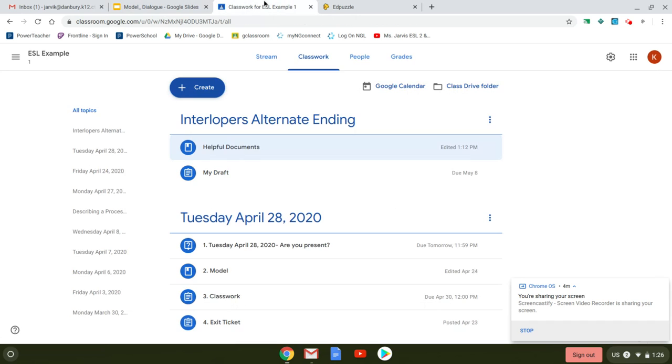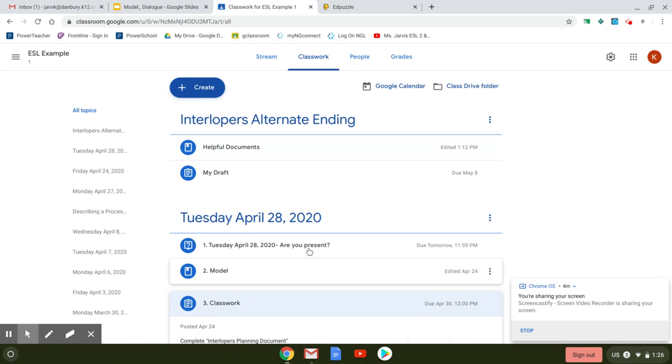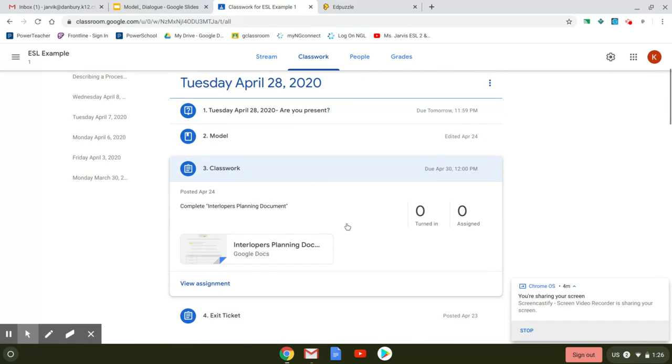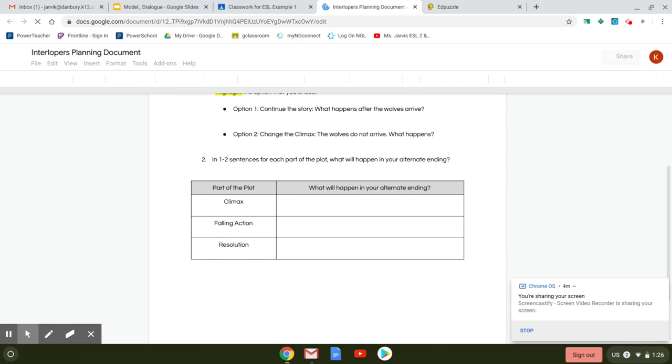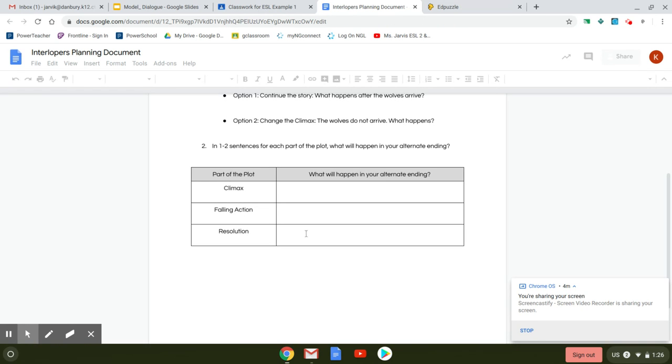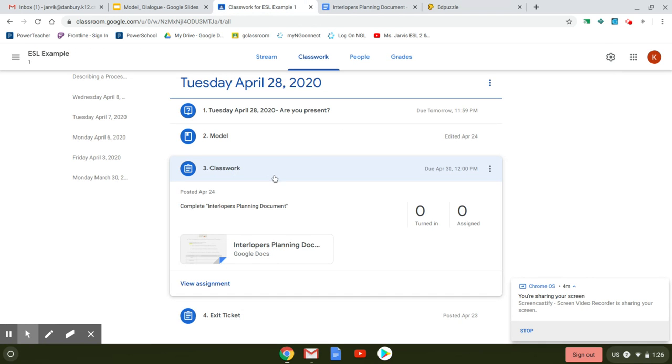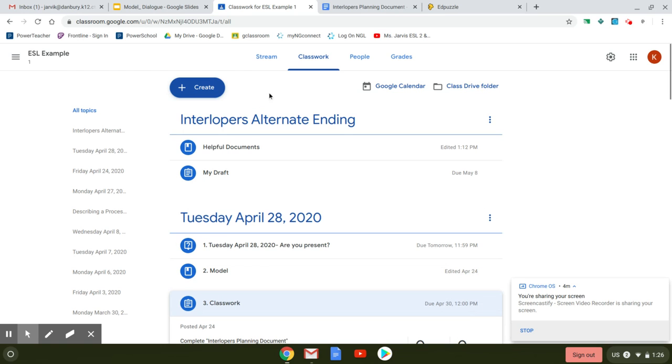So I'm going to come over here. Here is my classwork from Tuesday. I have my planning document right here. So I'm going to open that. Inside this document, you should have already written down, maybe in one sentence, what's going to happen in your alternate ending. This is going to help keep you on track. The next place you're going to go is to this part. That's where we have all the documents for this assignment.